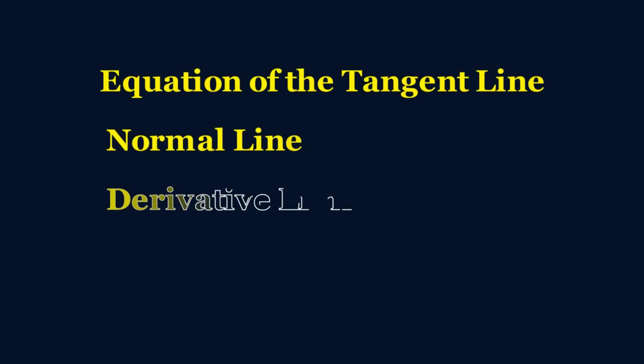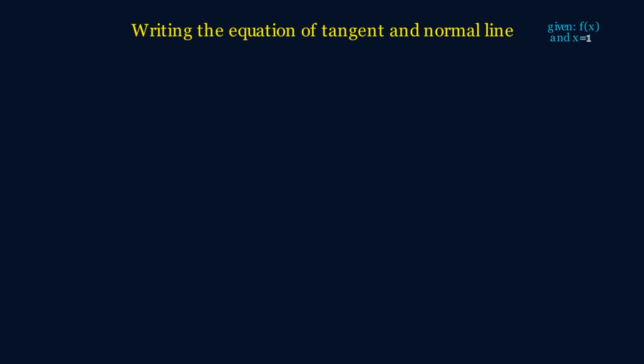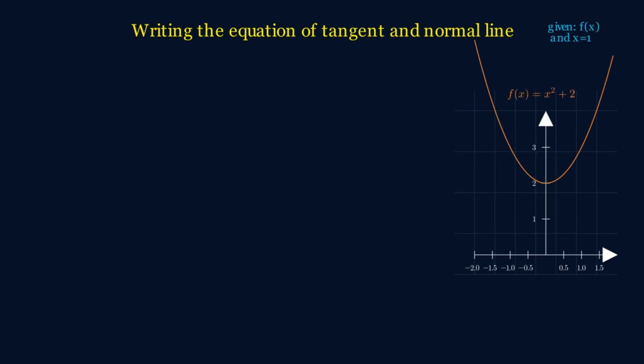Alright, let's find the equation of the tangent and normal line at a point. We're given the function f of x equals x squared plus 2 and the point x equals 1. Let's start with the point-slope formula. The basic line formula is y minus y1 equals m times x minus x1.